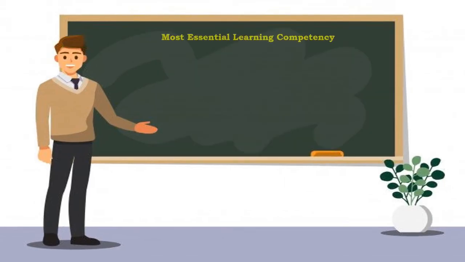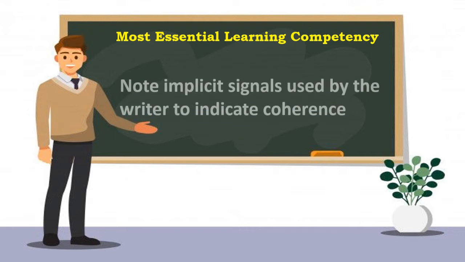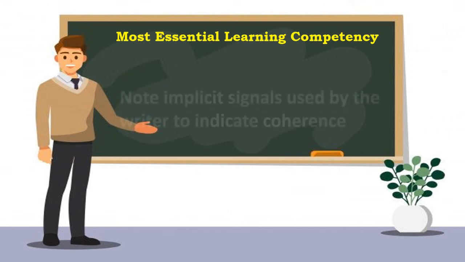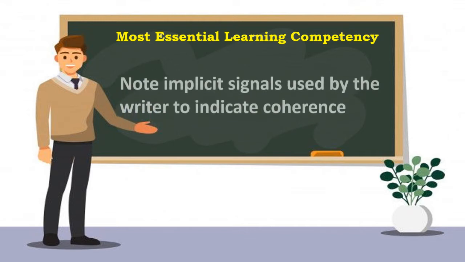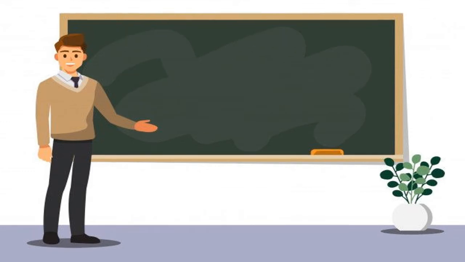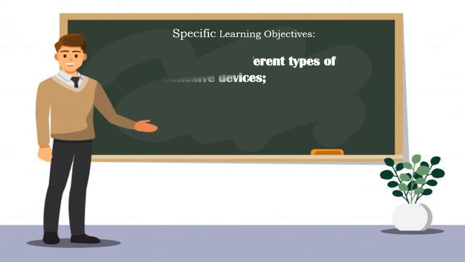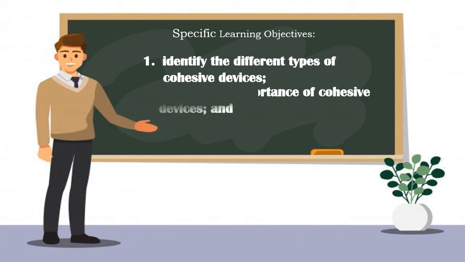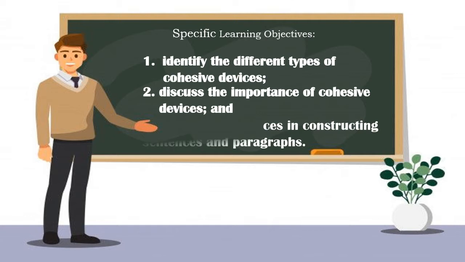To start with, here is our most essential learning competency, which is to note implicit signals used by the writer to indicate coherence. With these following specific learning objectives. 1. Identify the different types of cohesive devices. 2. Discuss the importance of cohesive devices. And 3. Use cohesive devices in constructing sentences and paragraphs.